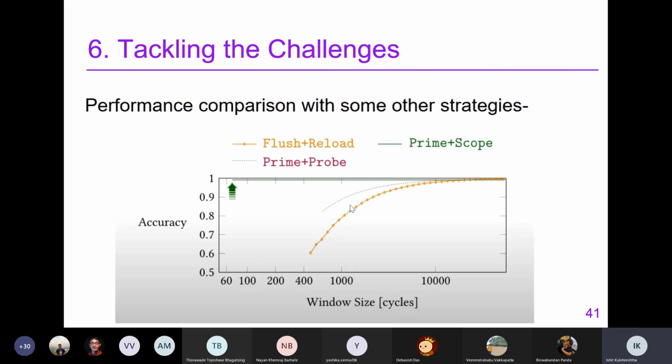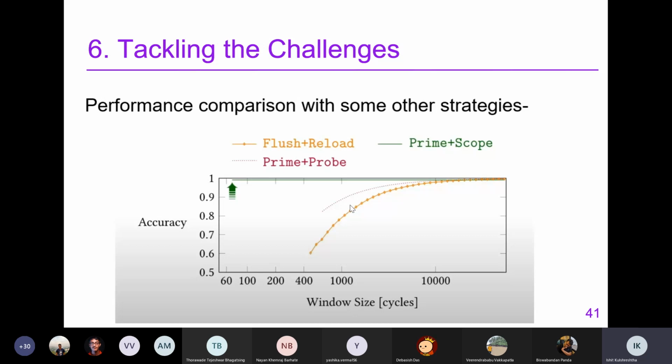And we have the prime and scope algorithm, which is not windowed, and certainly has a good accuracy right from the start. See, if the window size keeps on increasing, then flush and reload and prime and probe, their miss rate reduces a lot. So their accuracy improves a lot. But if you would remember, when their accuracy increases because of window size increase, their temporal resolution is also decreasing. So that is the downside.